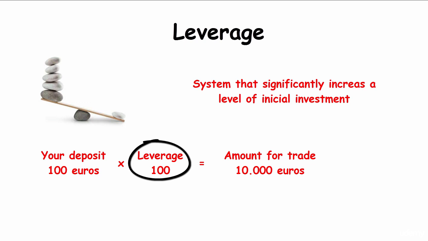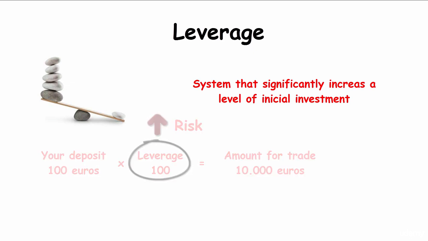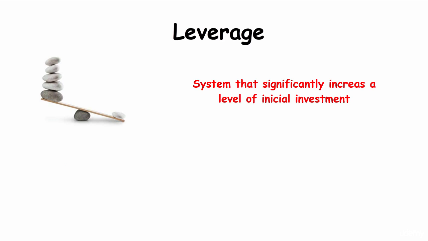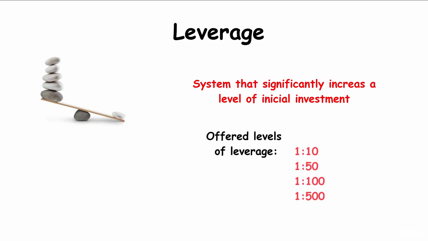A ratio of 1 per 100 increases not only the potential profit, but by the same ratio it also increases the chance of potential loss. Depending on the choice of broker, different leverage is offered. The most common brokers offer leverage of 1 per 50, 1 per 100, or even 1 per 500.